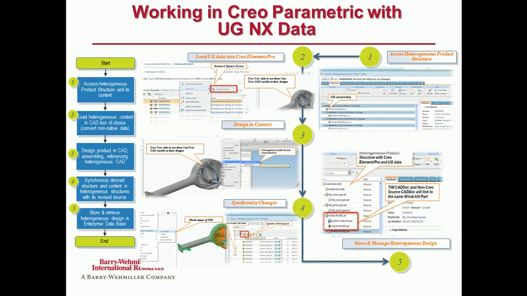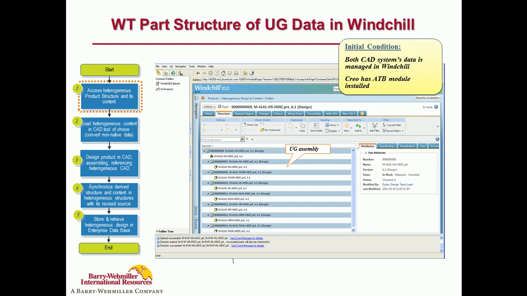So the basics are that you access your heterogeneous product structure, launch it in Creo. So you would load UG data into Creo, design it within the context of Creo, synchronize your changes, and put it all back into your PLM software. So the initial condition that we need would be having your CAD systems data managed within Windchill and an installation of Creo that has the ATB module, the associative topology bus module, installed.